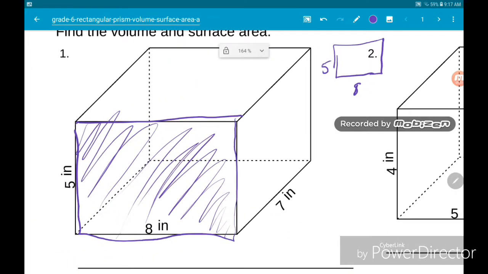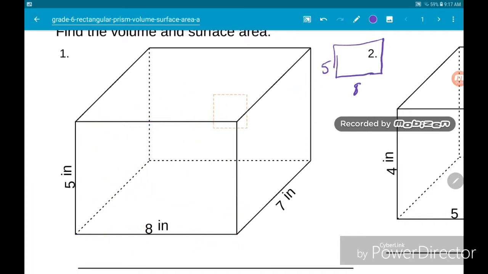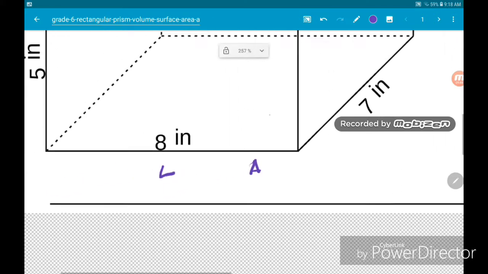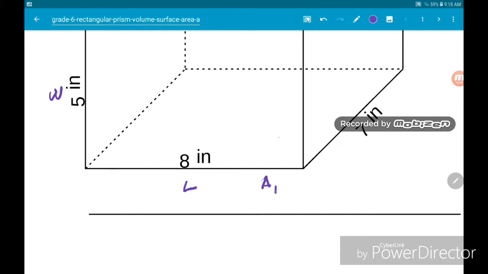That's a rectangle. Multiply 5 times 8. Perfect. Why? Listen. That's length. That's width. For this area in the front, 8 times 5. So the first area, I'm going to label it first area. First area is equal to 8 times 5. That's the first area, the one in the front.